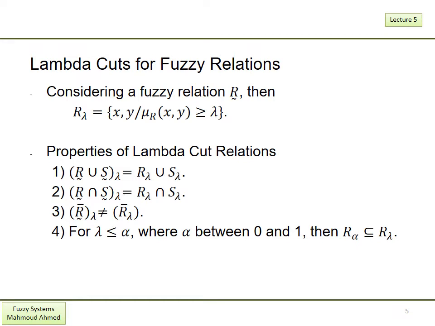We find here that the complement of the fuzzy set R of lambda is not equal to the complement of fuzzy set R of lambda. Fourth, for lambda smaller than or equal to alpha, where alpha lies between 0 and 1, then R of alpha is included, being a subset, in R of lambda.